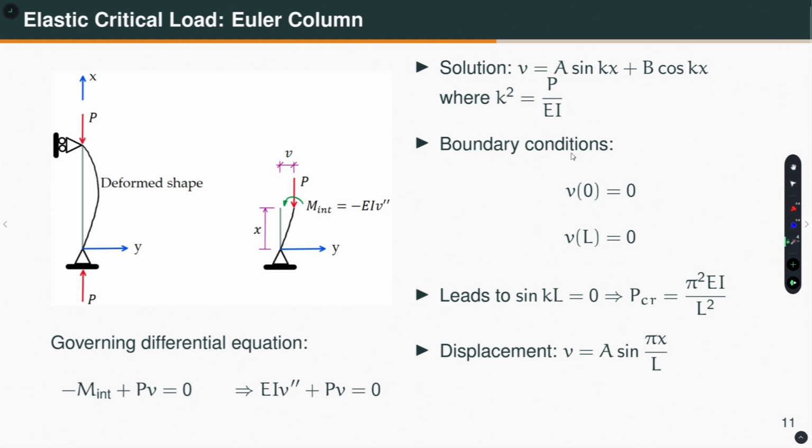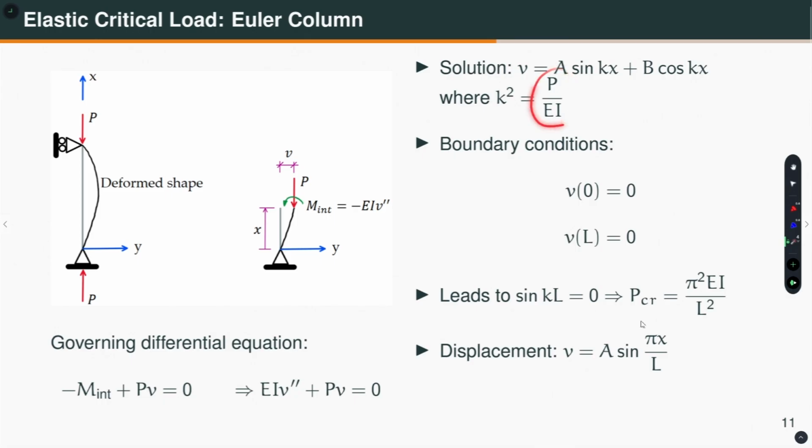If we satisfy the boundary conditions, at x equal to 0 the displacement is 0, and at x equal to L again the displacement is 0, then what we get is the equation sin kL is equal to 0. Remember, k squared is equal to P by EI.